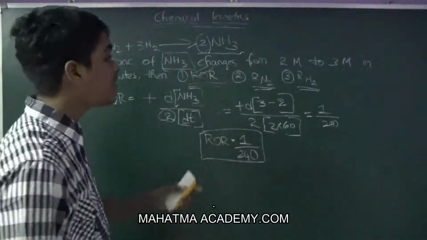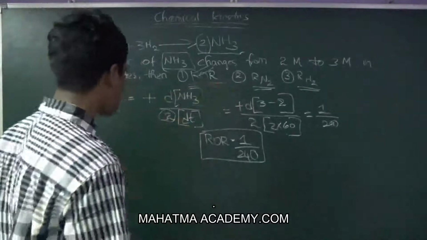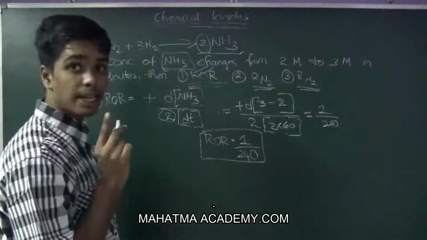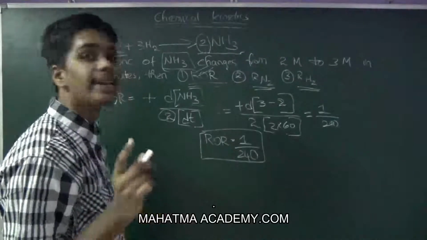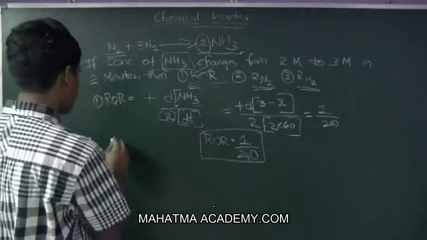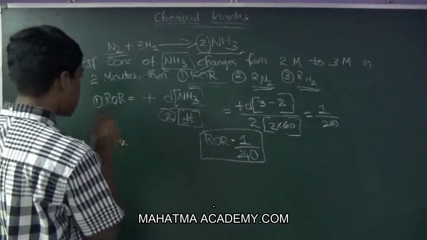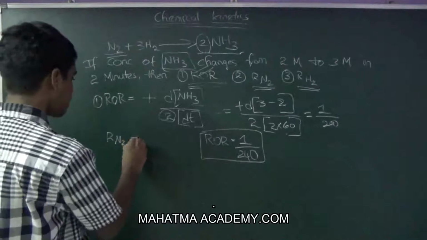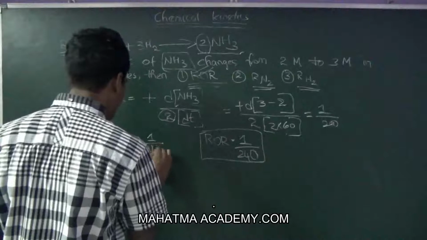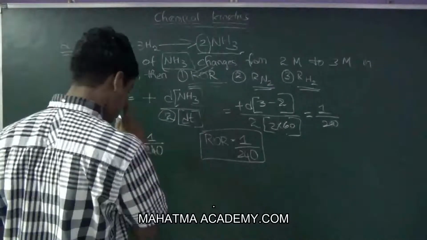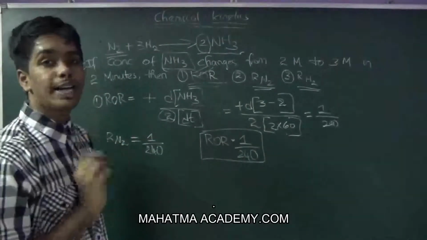Now we got the rate of reaction. Now we want to find the rate of N2. Now from the question, it is the reactant, so we want to take it as a negative value. So R of N2 is equal to 1 upon 240. Okay, it is 1 upon 240.